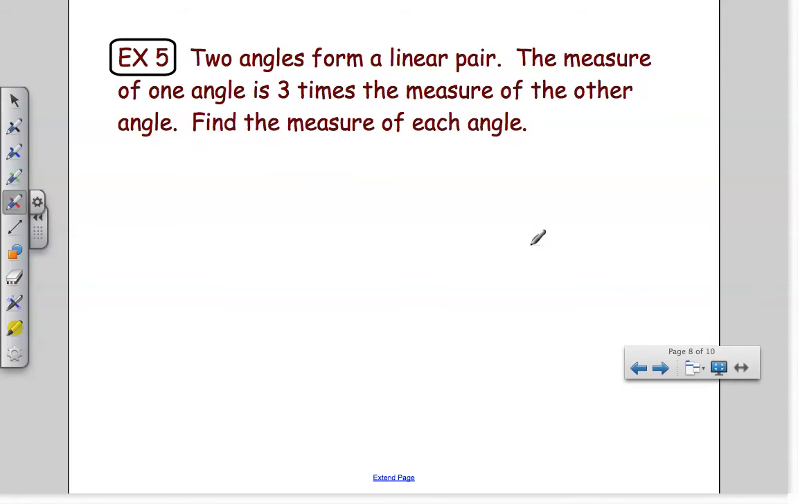And another example here: 2 angles form a linear pair. The measure of one angle is 3 times the measure of the other angle. Find the measure of each. Now I know a linear pair is a pair of angles on a line. So I'm going to draw a line, and then I'll put a ray in here because it's a linear pair, so it's 2 angles that form a line. Together they are adjacent.